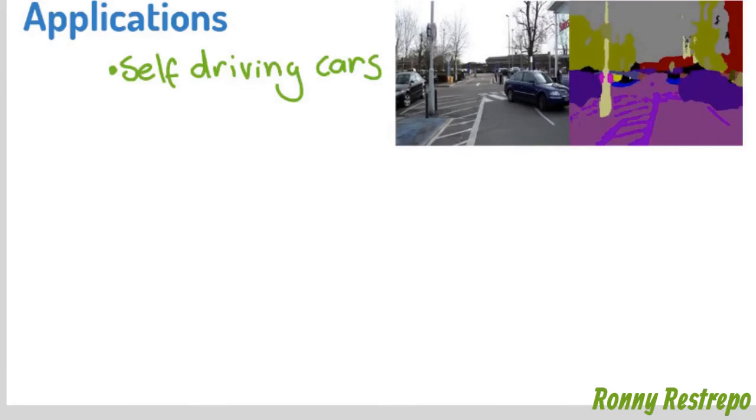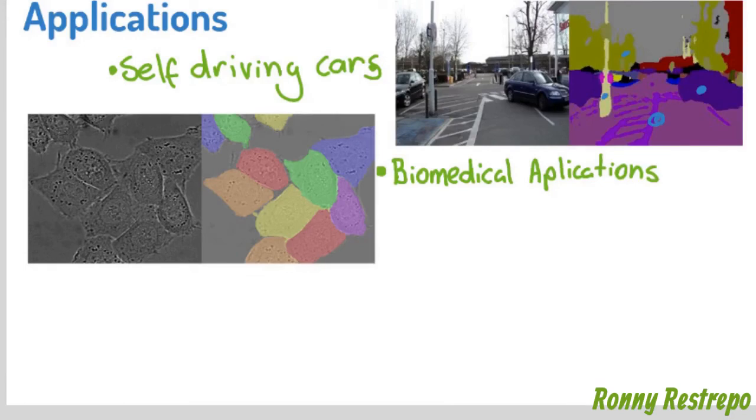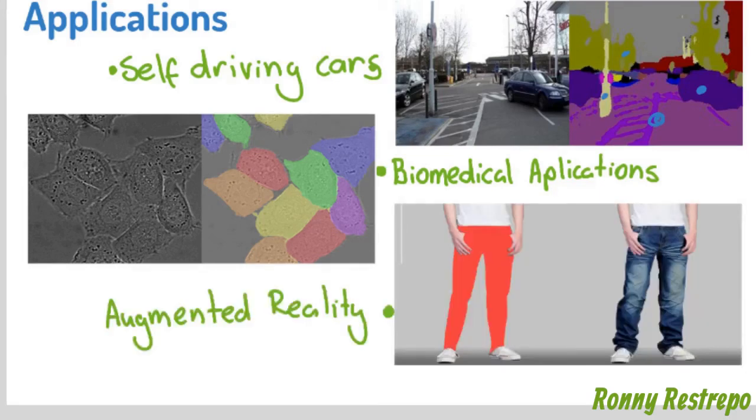So semantic segmentation is quite useful for things like self-driving cars, where you want to identify which regions, for instance, are occupied by a road, which regions are occupied by a car, vegetation, poles, or pedestrians. Another application is for biomedical purposes, such as identifying different types of cells. So this can be useful for identifying things like cancer cells, for instance. It could also be used for augmented reality purposes, where you may want to overlay things within certain regions.